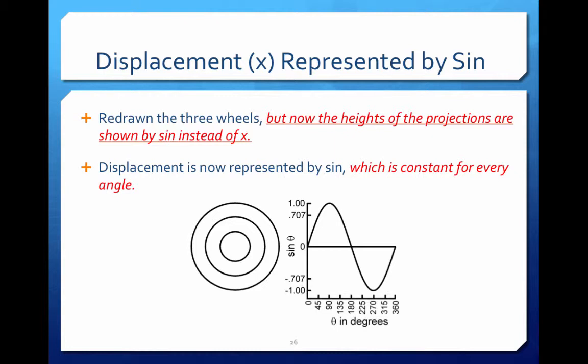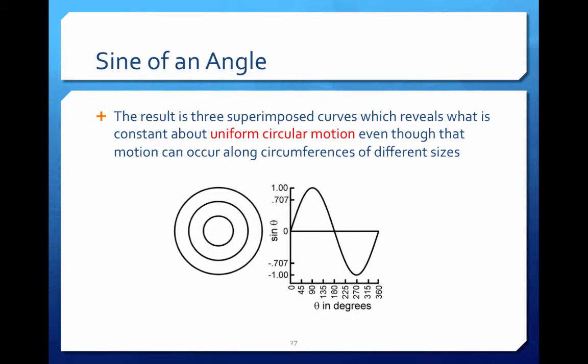So now let's redraw the displacement as represented by the sine. The heights of the projection are now shown by the sine instead of the displacement. Therefore, it's now constant for each of those circles. The result is three superimposed curves which reveal what is constant about uniform circular motion, even though the motion can occur along circumferences of different sizes.